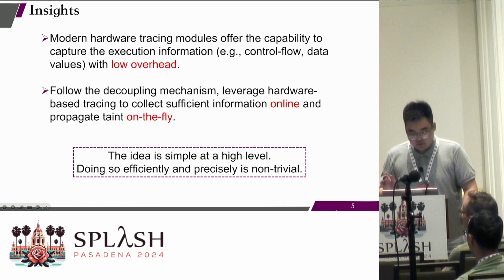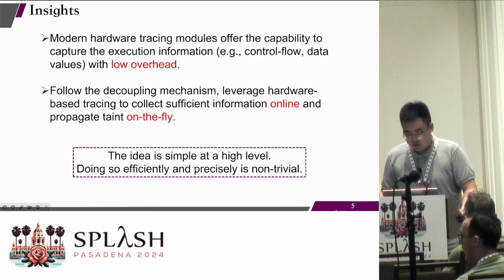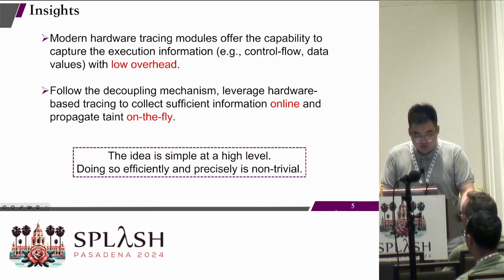To further accelerate taint analysis, our insight is that modern hardware tracing modules offer the capability to capture execution information, for example, the control flow and the values of registers, with very low overhead. Besides, we can follow the decoupling design, leverage hardware-based tracing to collect taint information online, and do taint propagation on the fly. Although the idea is simple at a high level, doing this efficiently and precisely is non-trivial.